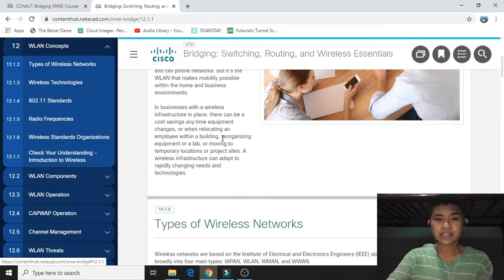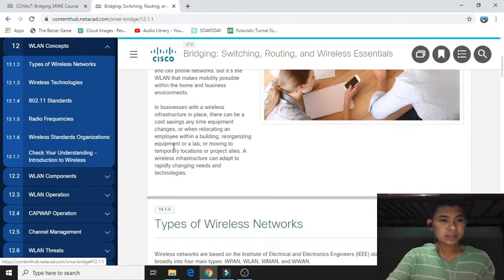Now, in business, with the wireless infrastructure in place, there can be cost savings anytime equipment changes or when relocating an employee within a building, reorganizing equipment or a lab, or moving to temporary locations or project sites. A wireless infrastructure can adapt to rapidly changing needs and technologies.